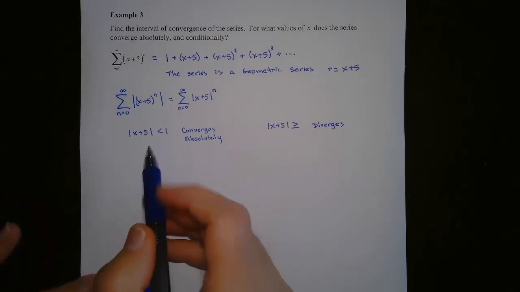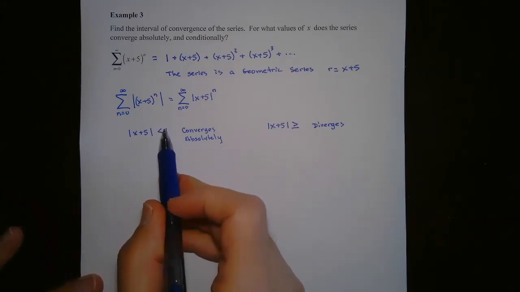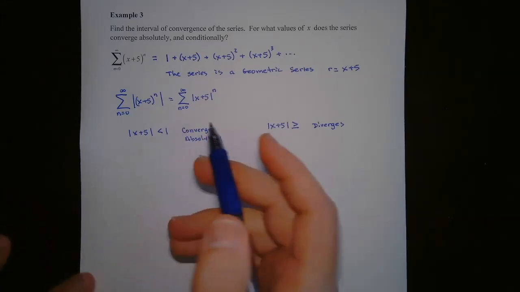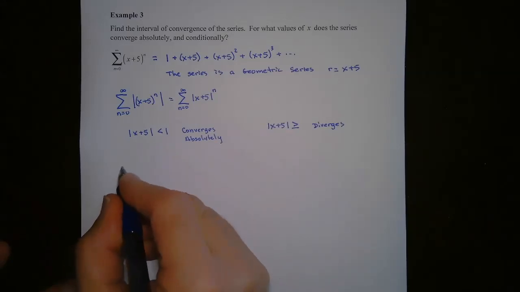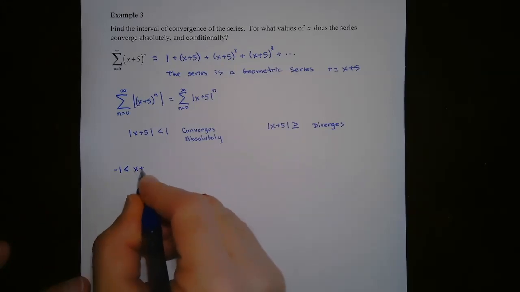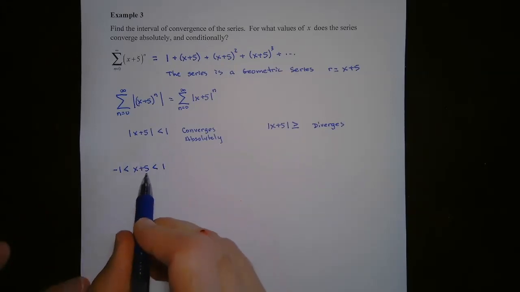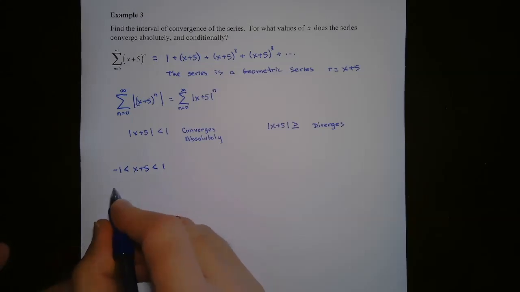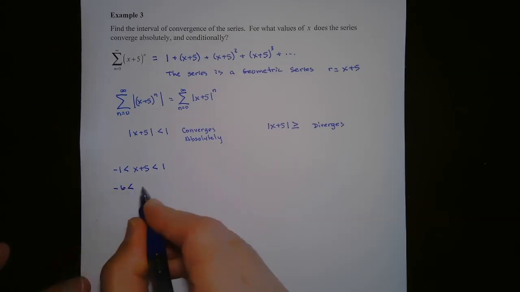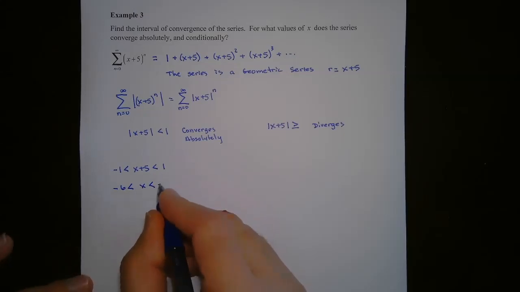So for this, we can tell that our radius of convergence is 1 right here. What's going to happen is that this x plus 5 has to be between -1 and 1. So -1 is less than x plus 5 is less than 1. I'm just solving this absolute value inequality, and then I'm going to subtract 5 from the left, the middle, and the right. So that would give me -6 is less than x is less than -4.